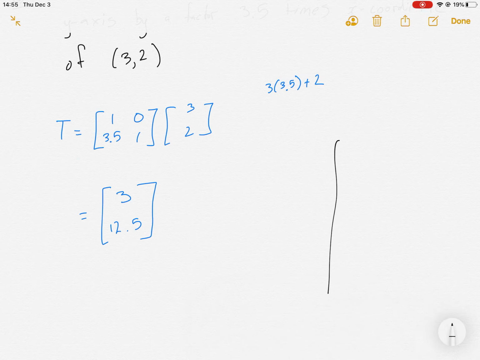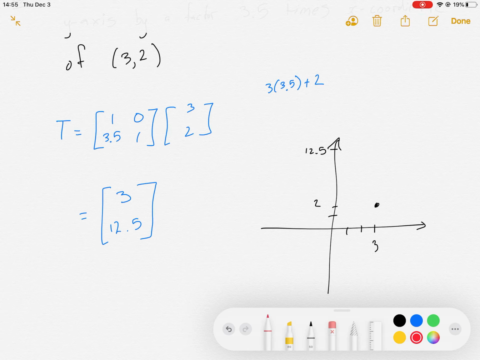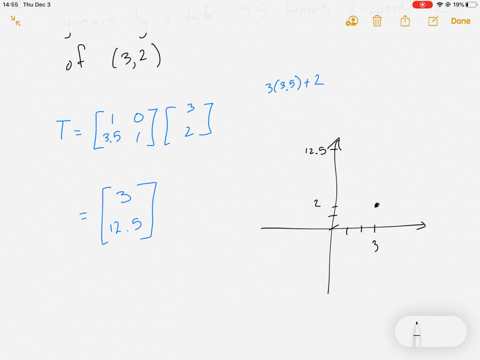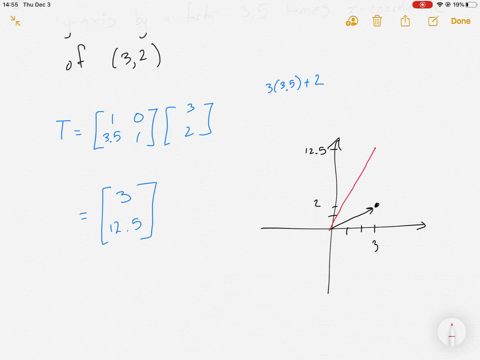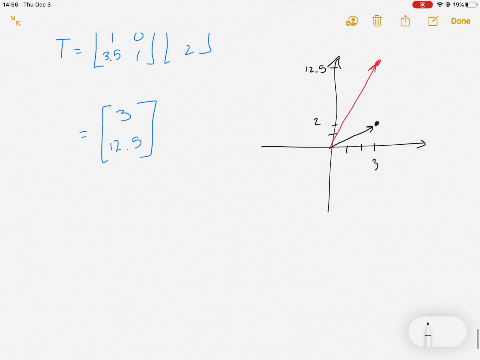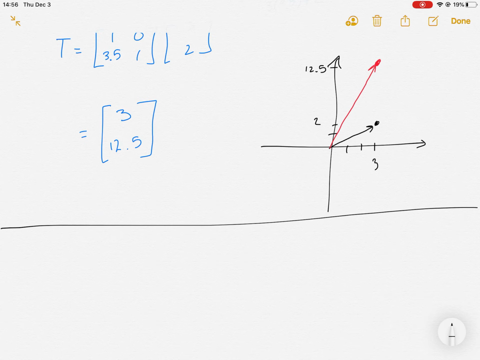So if we were to visualize this, we could go ahead and graph our point 3, 2. And then on the y-axis, I'm going to have to get all the way up to 12.5. So what happens is this point that was originally sort of this one is now going to go up to here. And that's how a shear would work. So now we've done all the transformations.